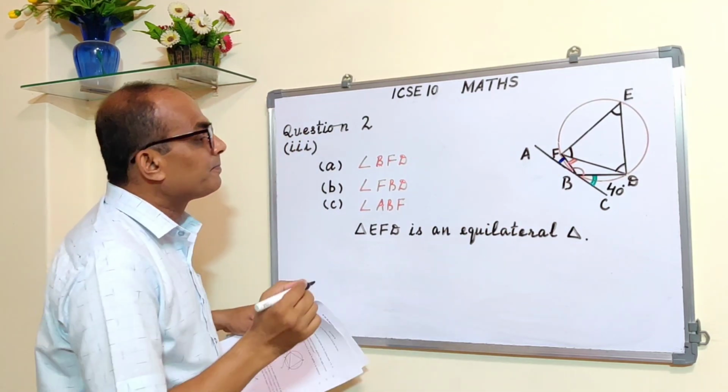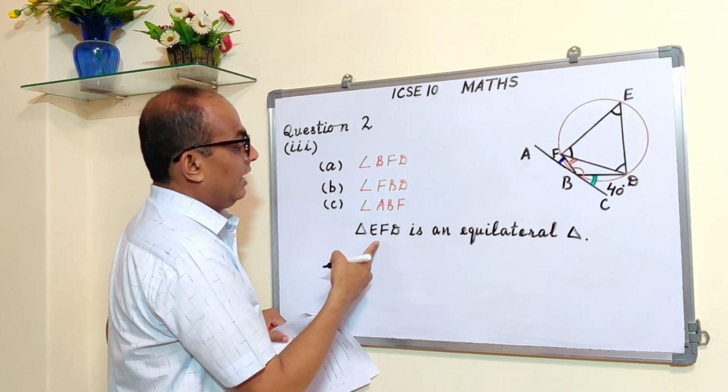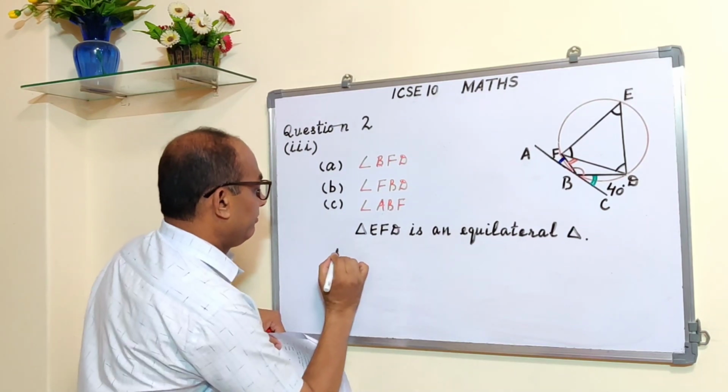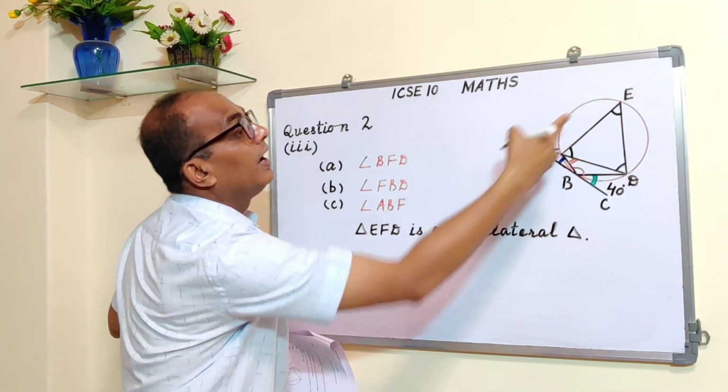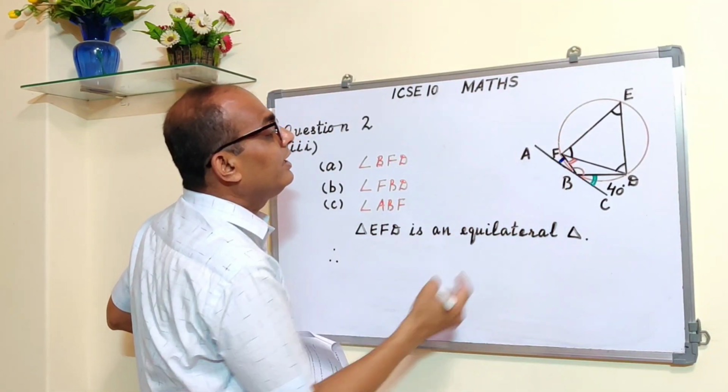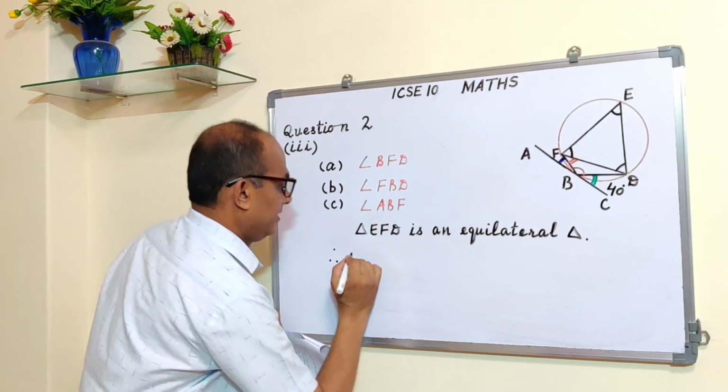So we can write down: EFD is an equilateral triangle, therefore angle E is 60 degrees. Is that fine? Angle E is 60 degrees.